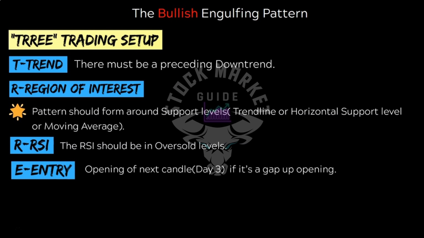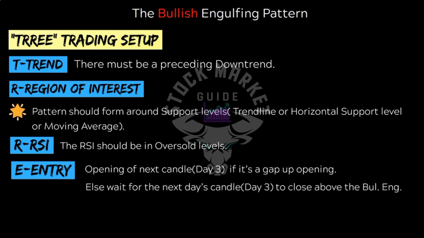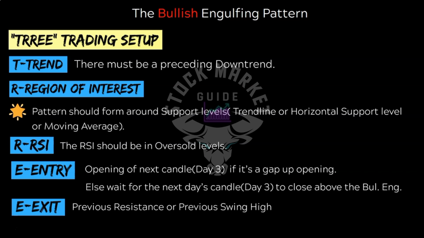Finally, the entry level can be the open of the next candle, that is the day 3 candle, if there is a gap up opening. Else wait for the day 3 candle to close above the green candle of the pattern. Only then take the entry. Finally, you can take your target at the previous resistance or previous swing high. If the previous resistance or swing high is much higher and you don't expect that to cross, then you can even exit at 50% of that level. Or traders can even use a 1:2 risk to reward ratio. As said, take your targets rationally, seeing the overall context of the market.